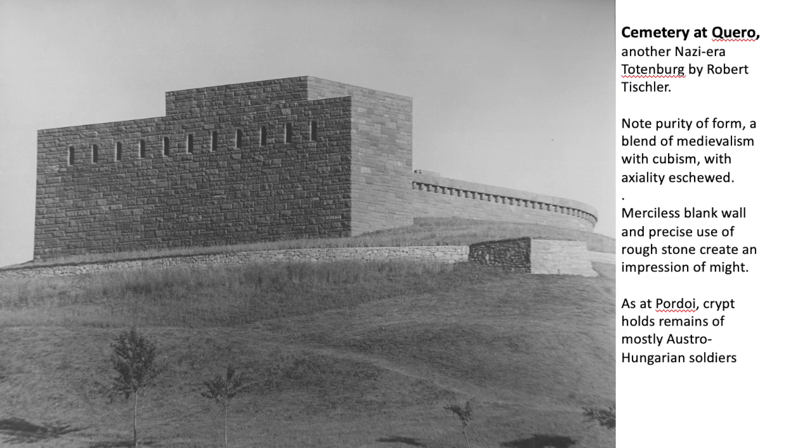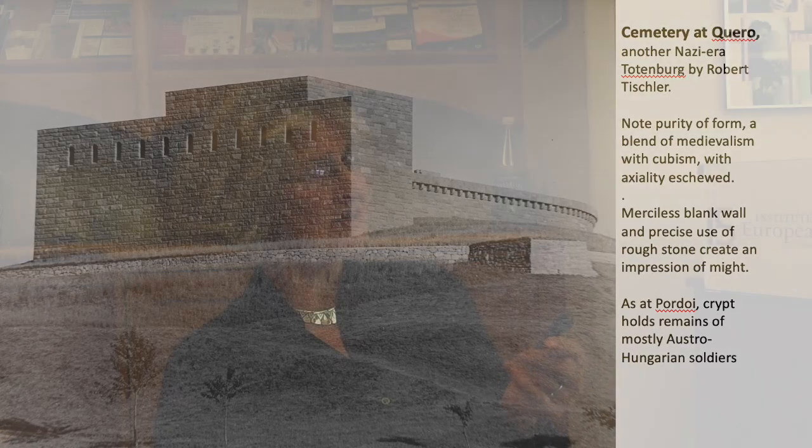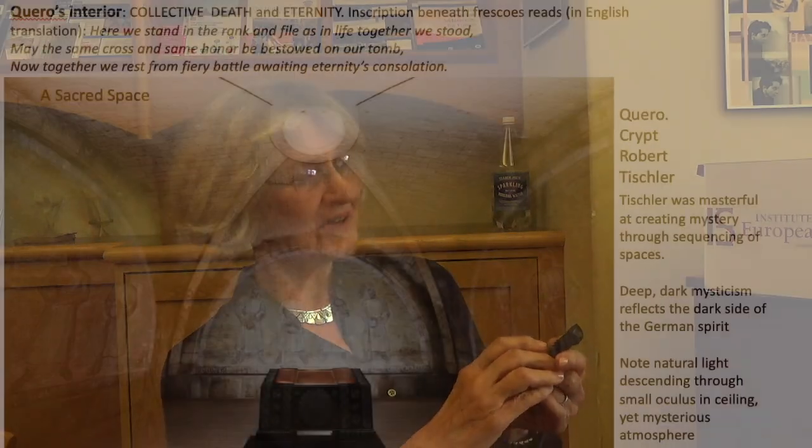So here's another one by Tishler, a magnificent structure. It's in Quero, also Totenberg type. It has a merciless blank wall, high quality of stone, and medievalism meets cubism, no actual access, and that purity of form. You see the cubism, he was really quite a masterful architect. He has been deadpanned in Germany because of his Nazi period, but in England there's a great deal of interest in him, and architecture historians want to write about him now and are in contact with them.